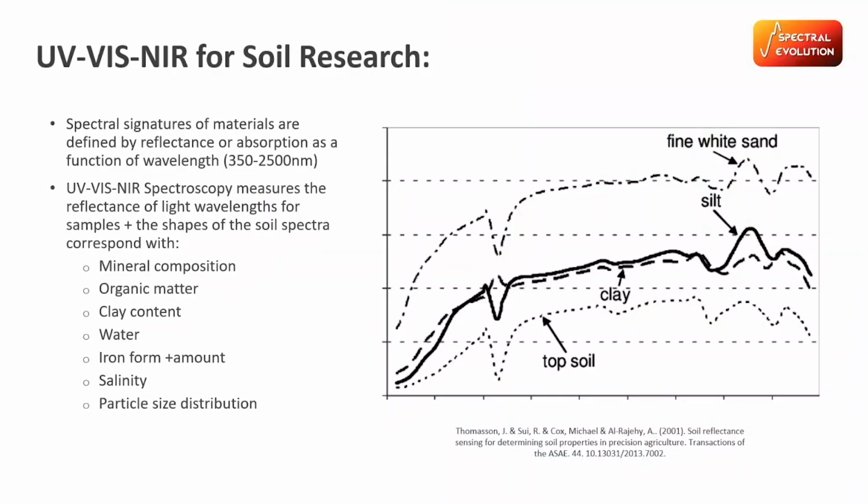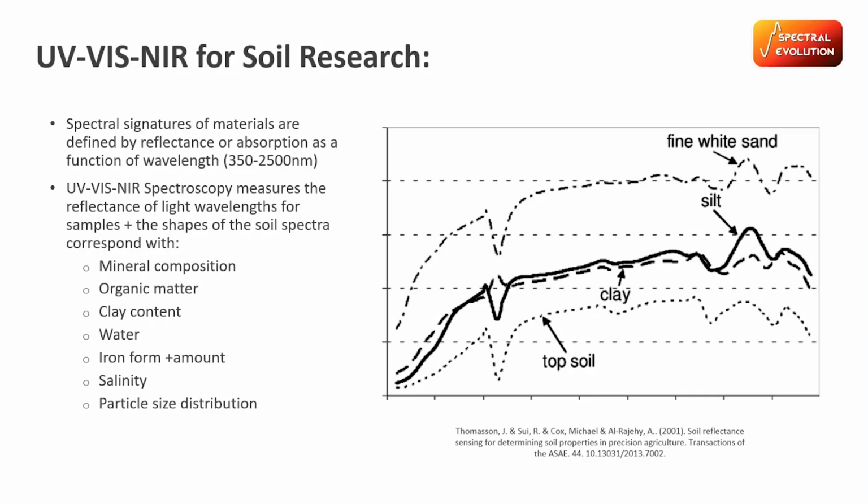So when we talk about spectral signatures, we're referring to how materials reflect or absorb light across different wavelengths. 350 to 2500 nanometers is what you would use for soil science. Every material has its own unique spectral pattern. Using our UV-VIS-NIR spectrometers, we can measure how soil reflects across this full range. The shape of those reflectance curves gives us a lot of information about what's in the soil.